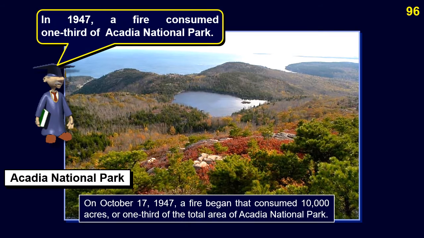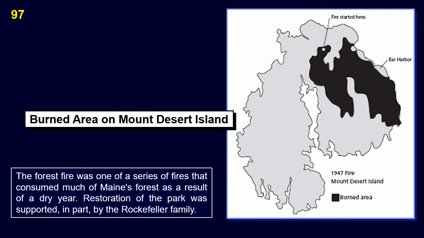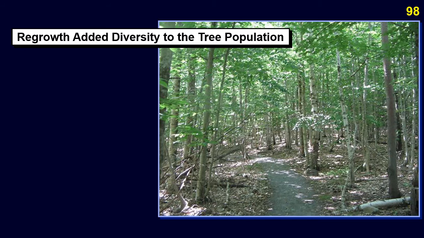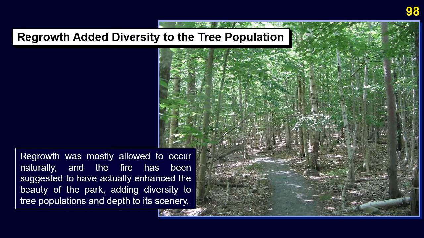On October 17, 1947, a fire began that consumed 10,000 acres, or 1/3 of the total area of Acadia National Park. The forest fire was one of a series of fires that consumed much of Maine's forest as a result of a dry year. Restoration of the park was supported, in part, by the Rockefeller family. Regrowth was mostly allowed to occur naturally, and the fire has been suggested to have actually enhanced the beauty of the park, adding diversity to tree populations and depth to its scenery.